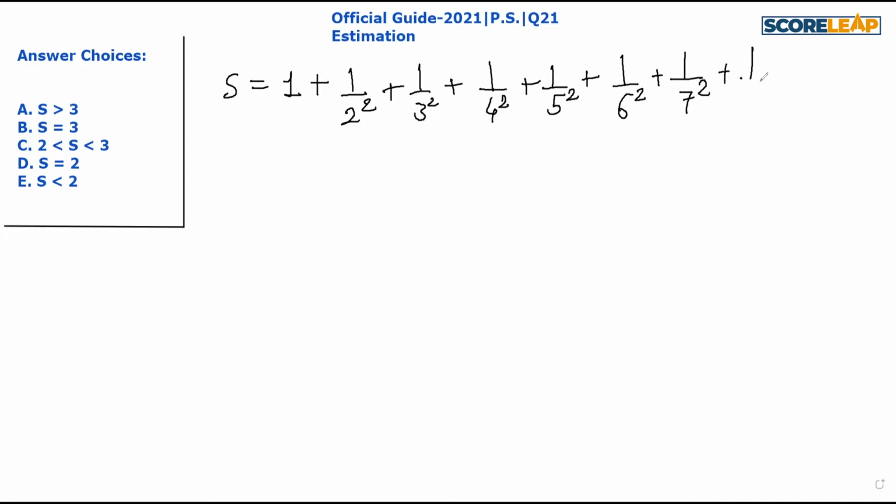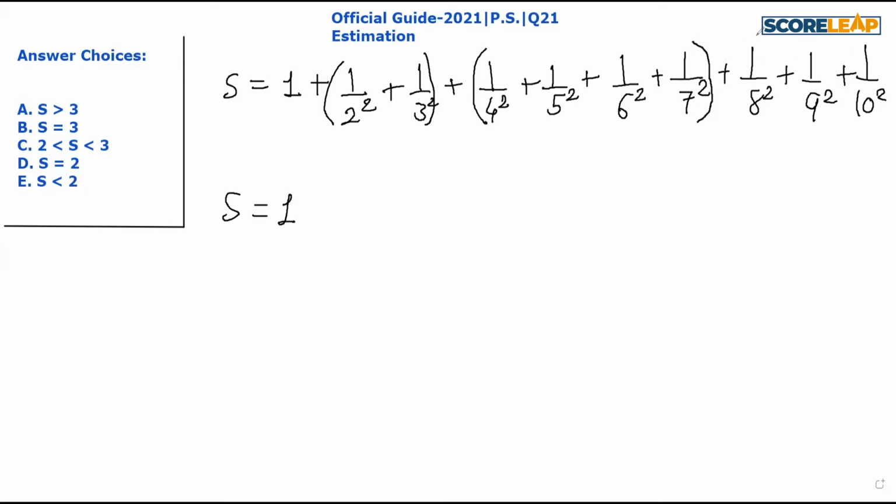So this is a question of estimation, and whenever we are estimating something, we can replace some number with another number. So let us keep 1 as 1 itself, and I will be making groups like this: 1 by 2 square plus 1 by 3 square, and the second group will be 1 by 4 square till 1 by 7 square, and the third group will be this one.